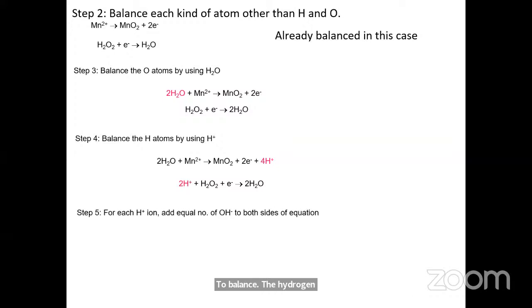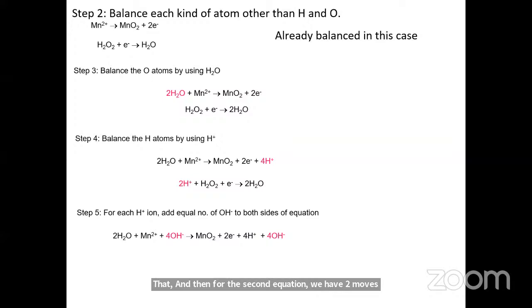Now we have gotten to the stage where we need to add OH minus. So for every hydrogen ion, we need to add the equivalent number of OH minus on both sides of the equation. So the first equation, we have 4 moles of hydrogen ion. So we are going to add 4 moles of hydroxide ion on both sides of the equation. That's what we can see highlighted in red. And then for the second equation, we have 2 moles of hydrogen ion on the left side. So we are going to add 2 moles of hydroxide ion on both sides of the equation.